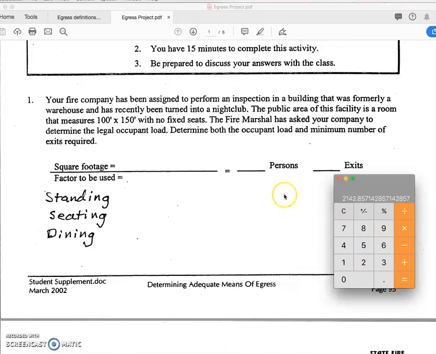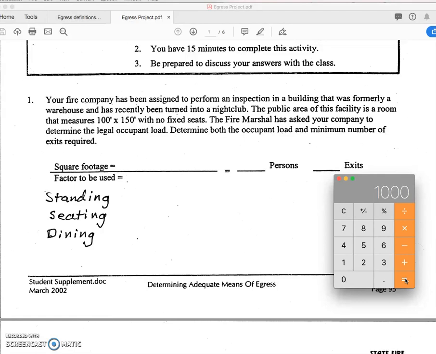Yeah, no, I think I had something wrong. 2,142. Okay, so that would be for seating, and then for dining, we divide by 15, and we get 1,000. So we go by the maximum. The maximum would be 3,000 people.